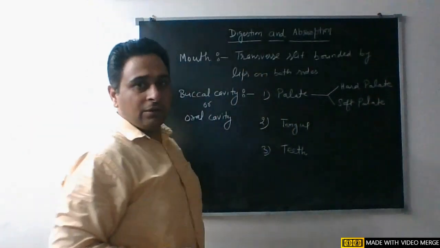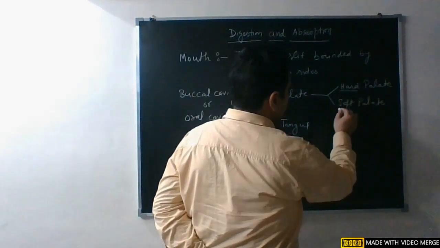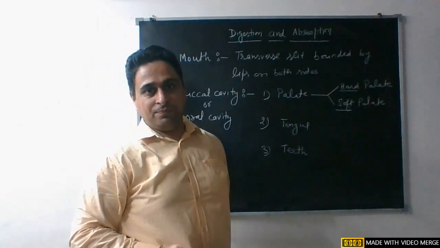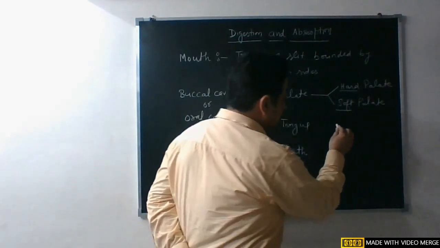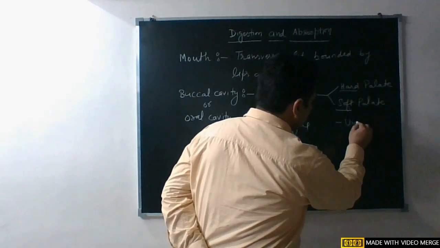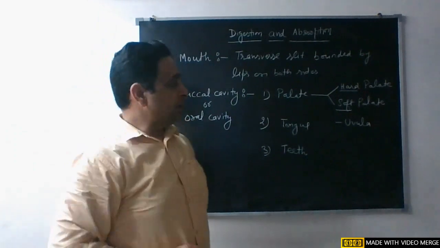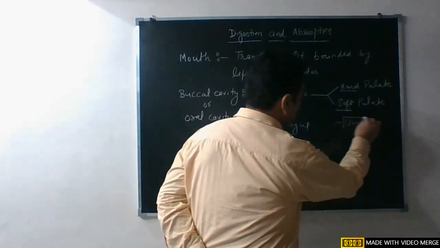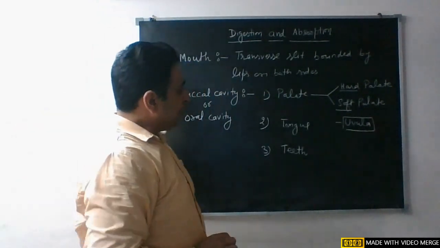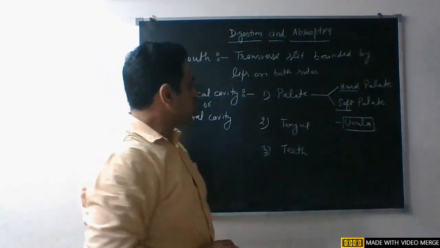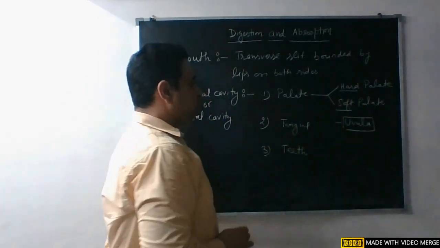If we touch the upper side of the buccal cavity with our tongue, we will feel that the anterior part is hard and the posterior part is soft. Students, at the end of this soft palate, there is one structure called the uvula, which hangs into the pharynx. The function of this uvula is to prevent the entry of food into the nasal cavity during swallowing. So in the palate, remember that the anterior part is the hard palate and the posterior part is the soft palate.